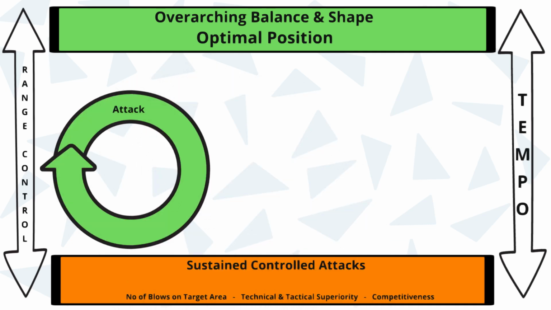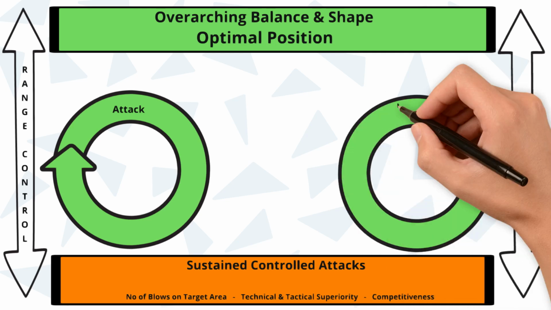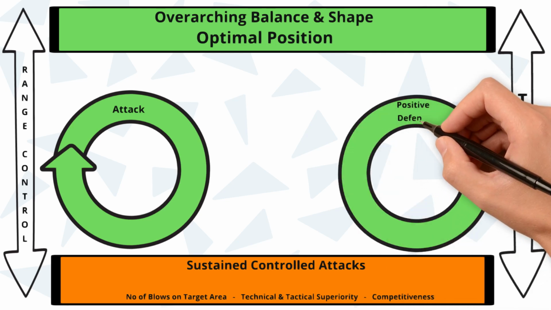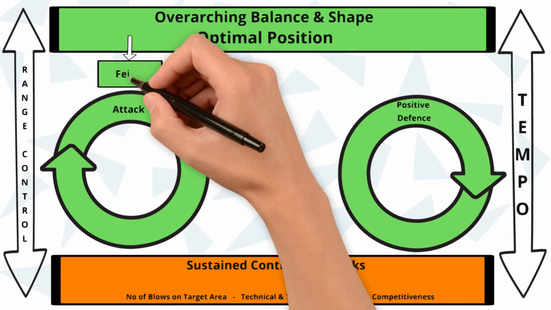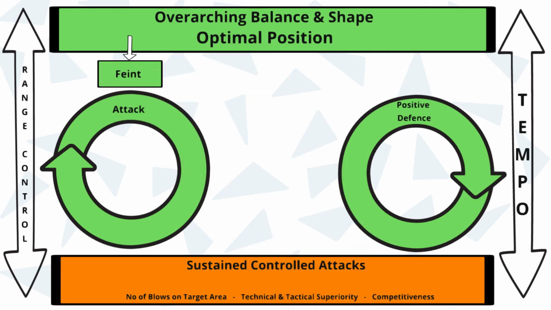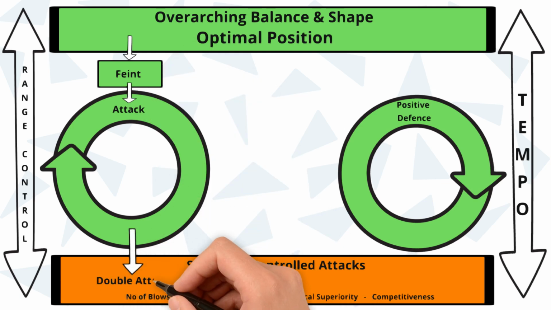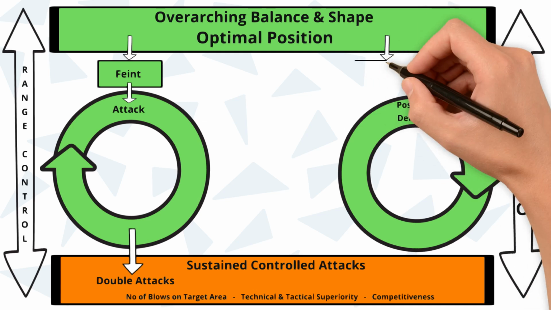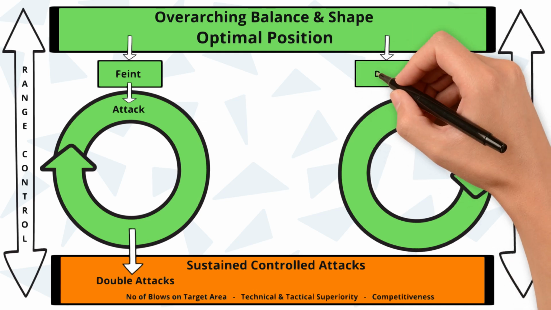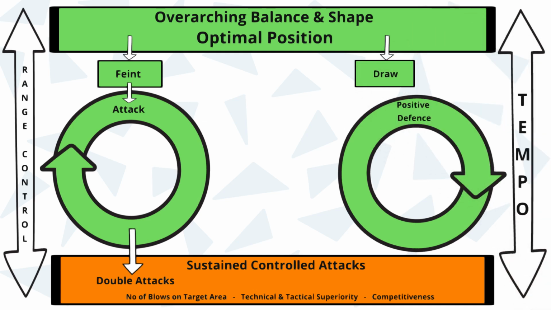Now there's two positive options. We can attack firstly, or we can positively defend. Now what are our options here? We can go along the lines of deception. Can we feint first to get our opponent's gaze looking somewhere else at false areas, and then we throw in shots from different angles? Ultimately we want to get that down to the sustained controlled attacks areas where we can be doubling our attacks.